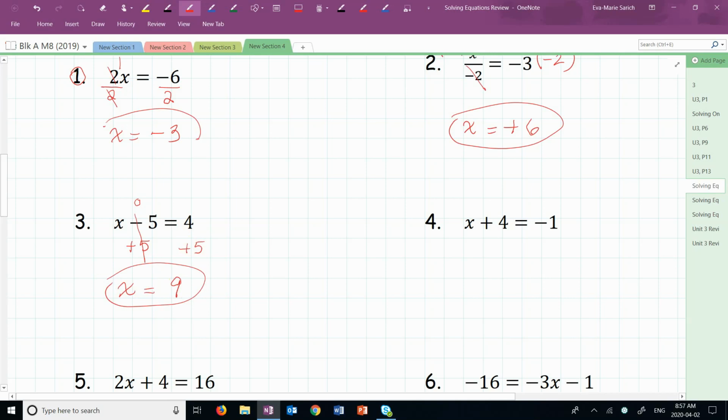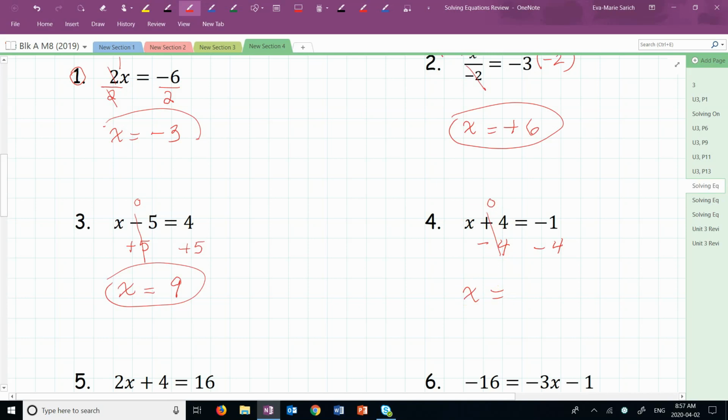Okay, moving on to the fourth example. X has an add 4 next to it. We need to get rid of the add 4 by doing the opposite, which is subtract 4. If we subtract 4 from the left, we have to subtract 4 from the right. And adding 4 and subtracting 4 becomes a 0. X plus 0 is the same thing as x.